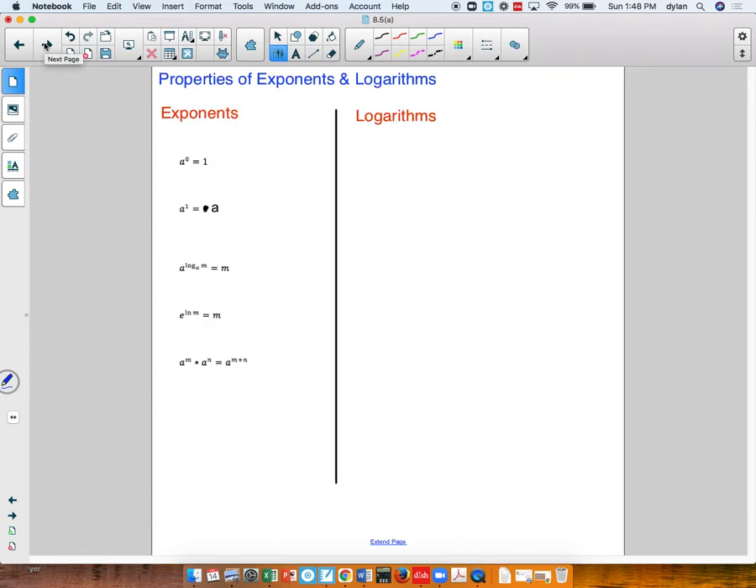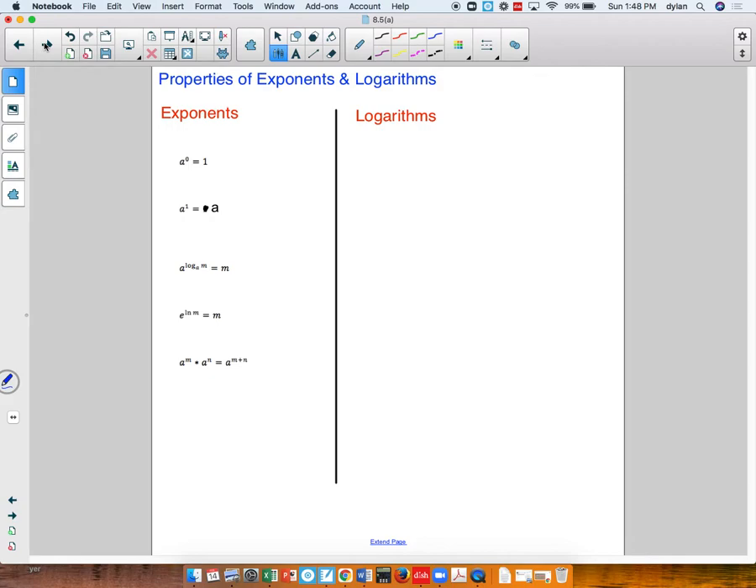All right, so we're going to look at the properties of logarithms and we're going to compare them directly to the properties of exponents, because one of the things I want you to see is that each property of logarithms, for the most part, has a corresponding exponent rule that you already know. And a lot of this is just a rearrangement of those rules.